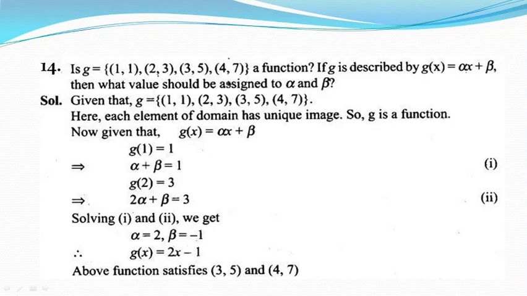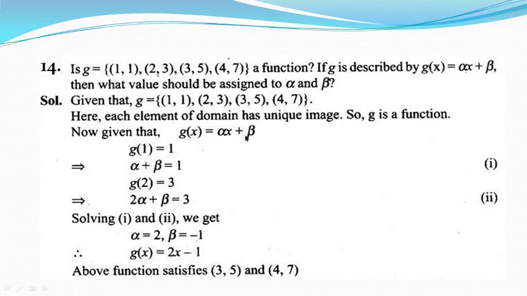Question number 14. Is this relation a function? If g is described by g(x) equal to alpha x plus beta, then what values should be assigned to alpha and beta? There is some mapping given. Here each element of the domain has a unique image: 1, 1; 2, 3; 3, 5 and 4, 7. So definitely g is a function.